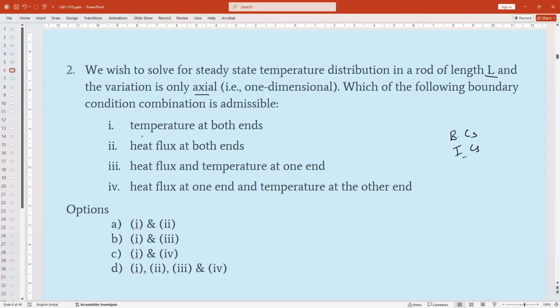The boundary conditions are: first, temperature at both ends; second, heat flux at both ends; third, heat flux and temperature at one end; fourth, heat flux at one end and temperature at the other end. The options are: A, statements 1 and 2; B, statements 1 and 3; C, statements 1 and 4; D, all of them. The question is to solve a one-dimensional temperature distribution problem. This is the key. Which of the boundary condition combinations are admissible? You can inbox your answers.